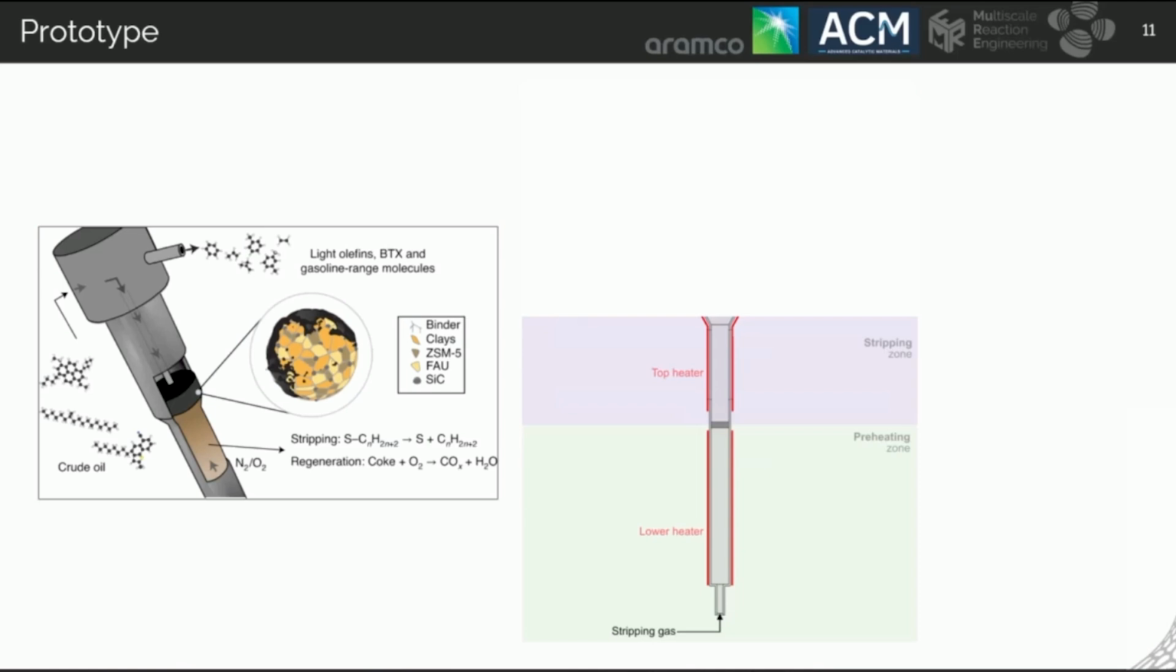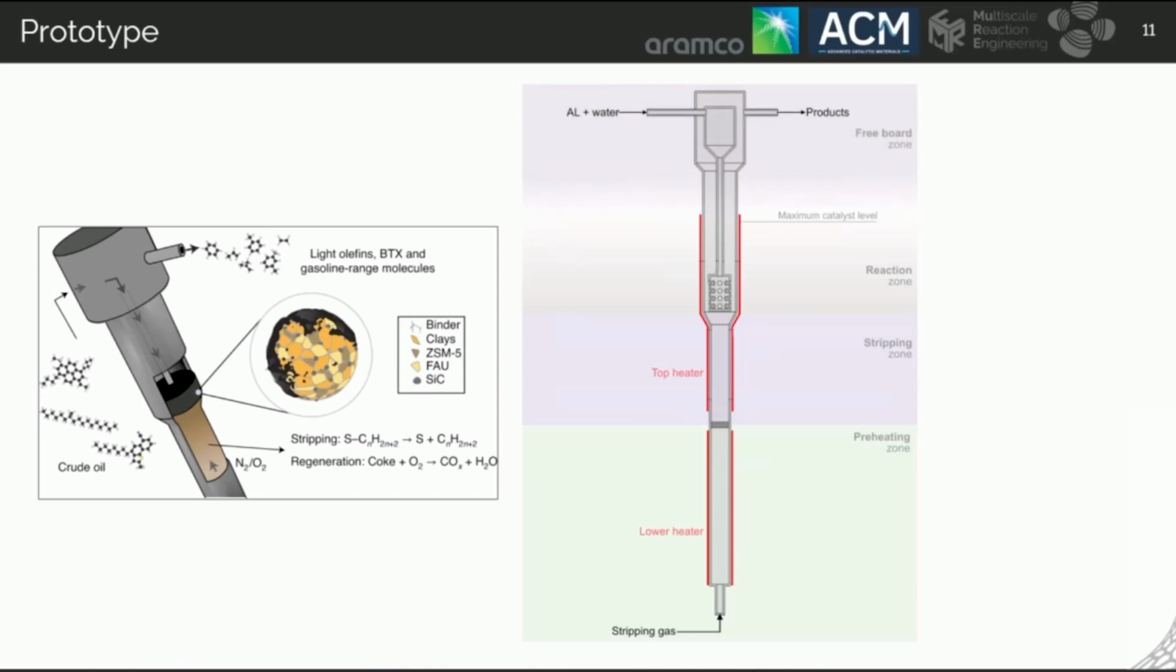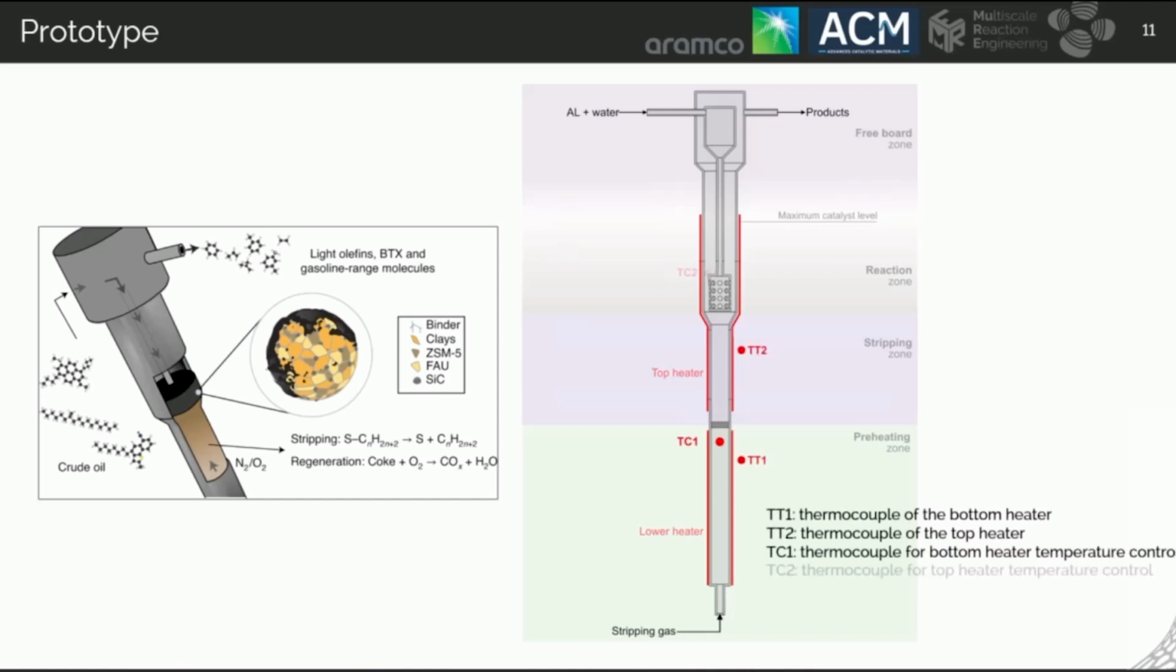That means we can vary the temperature between those two zones. And then we have the reaction zone, and above that is the freeboard zone. So we collect the products from the top. Those are the thermocouples that we use, one controlling the furnace and one measuring the temperature inside the reactor. And we have the virtual flux planes that we are going to discuss more in the coming slides.